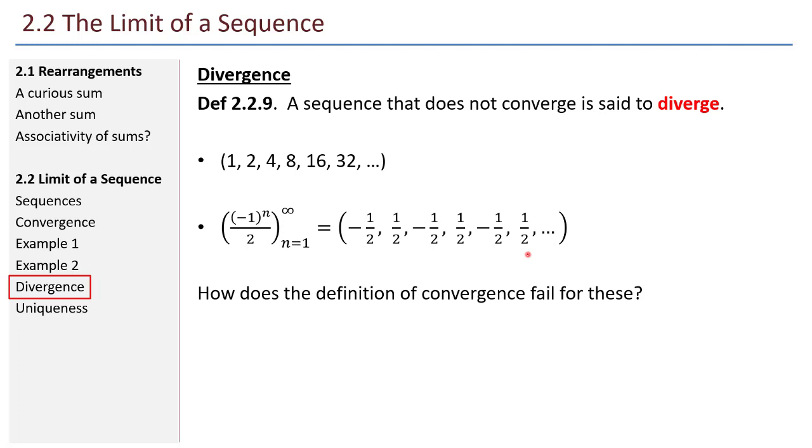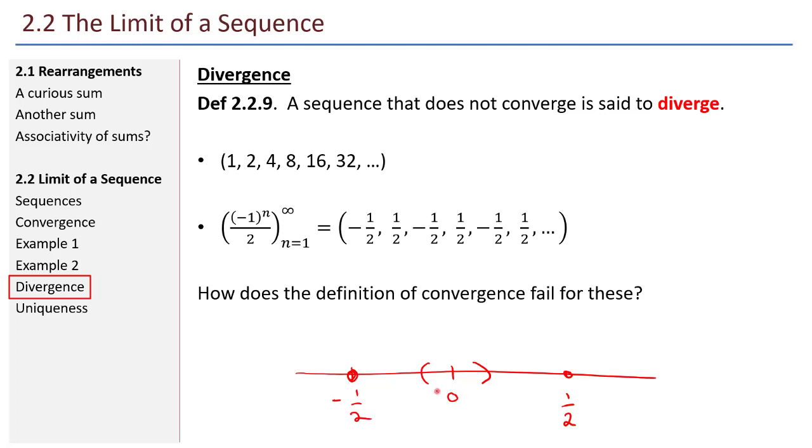How does the definition of convergence fail for these? Well, maybe I'll look at the second one. Maybe I can imagine my term -1/2, and there's a positive term 1/2. And if I pick any number, let's just say 0, but you can choose any number, you can form an epsilon neighborhood, an epsilon gate around that number, so that the terms of the sequence never get within that epsilon gate. So the sequence never converges to 0.